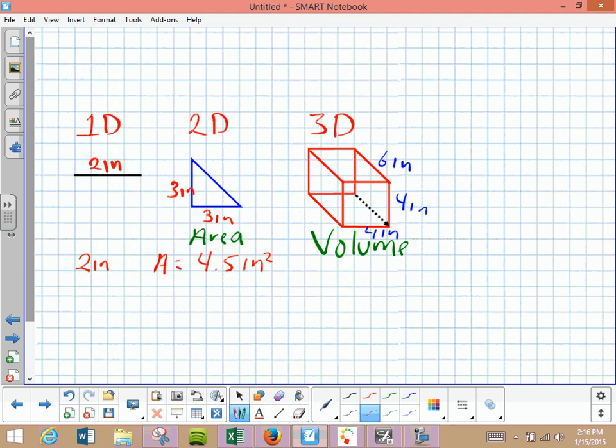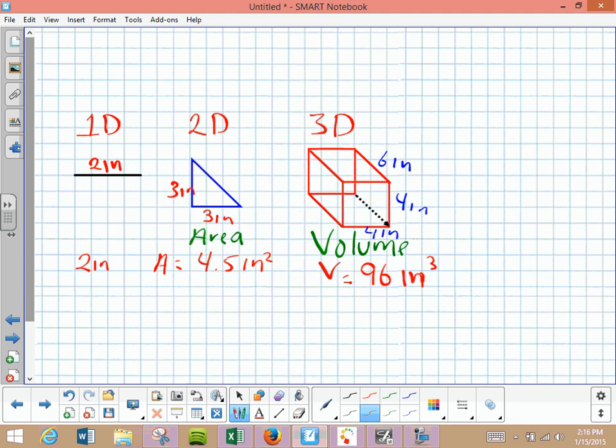4 times 4, 16. 16 times 6? 96? Yeah. 96, what kind of inches? Cubic inches. It's 3D, so we say cubic.